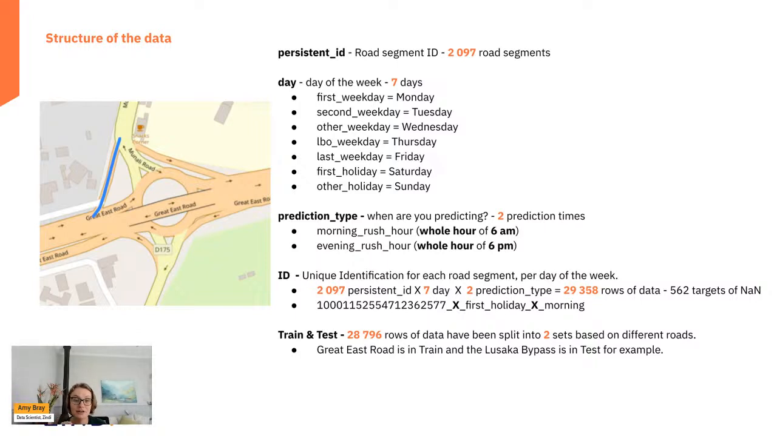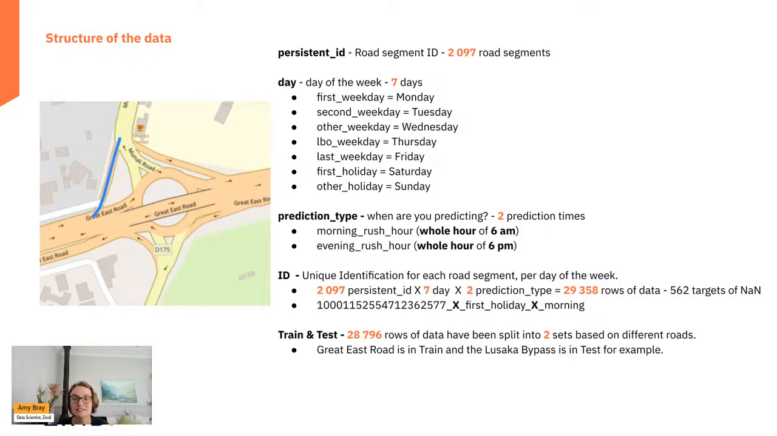So now we've got this information, persistent ID, day, prediction type, and we can use that to identify each segment. And that's called our ID. So we've got 2,097 persistent IDs times 7 days times 2 prediction times, which means we have almost 30,000 rows of data. I've put something in brackets there, minus 562 that don't have targets. Just scrub that from your brain. It's not important.